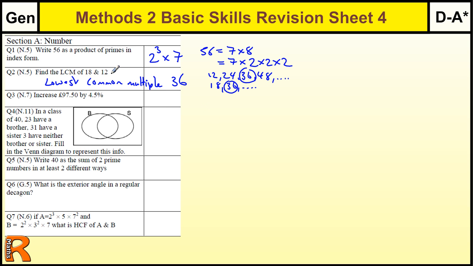Increase 97.50 by 4.5%. So to increase by 4.5%, we need to times by 1.045. If we start with 100% and add 4.5%, we get 104.5%, which is the same as timesing by 1.045. So we take 97.50 and we times by that.